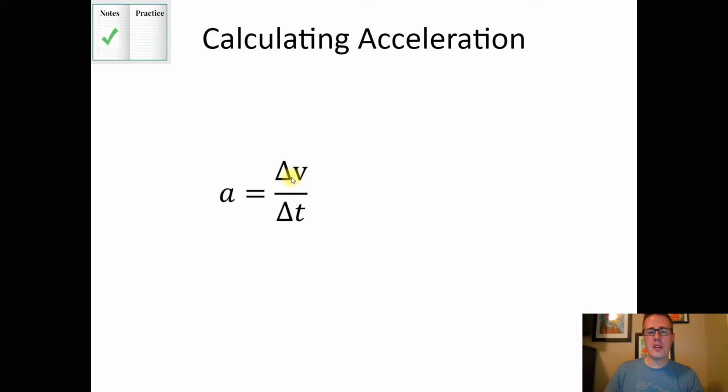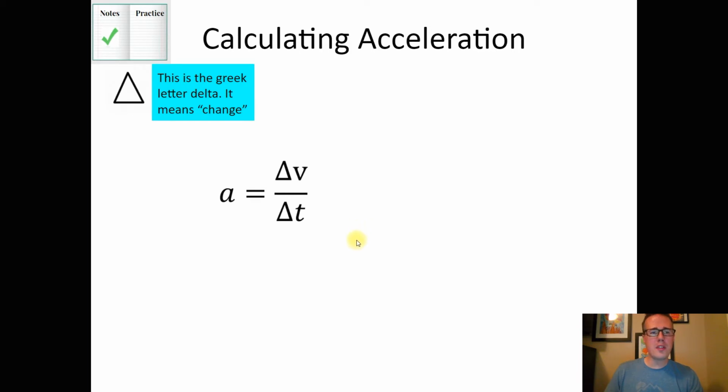And there's this little triangle shape. If you've never seen this in math before, you need to know that this thing is called a delta, and it means change in Greek. So here's what this equation is telling us. It says that your acceleration, how much you're speeding up or slowing down or changing your direction, equals however much you change the velocity divided by however much time passed.